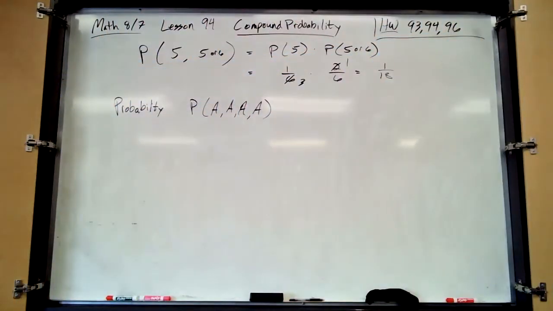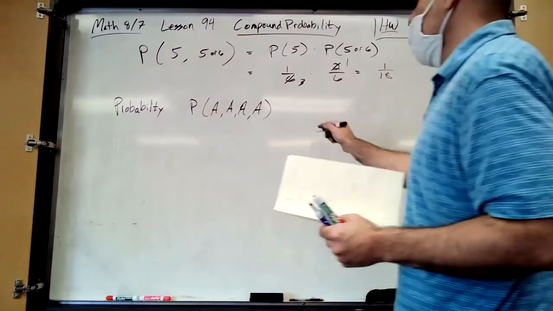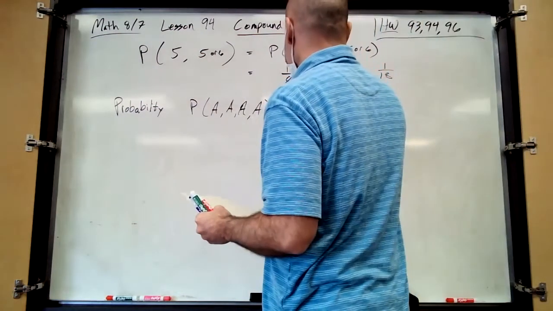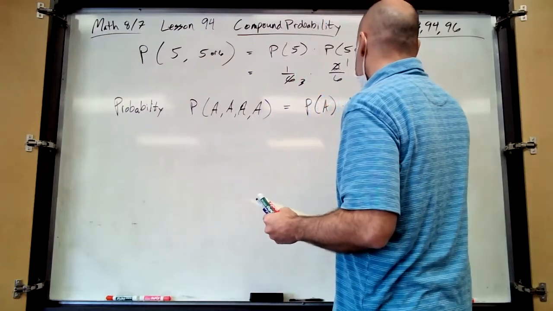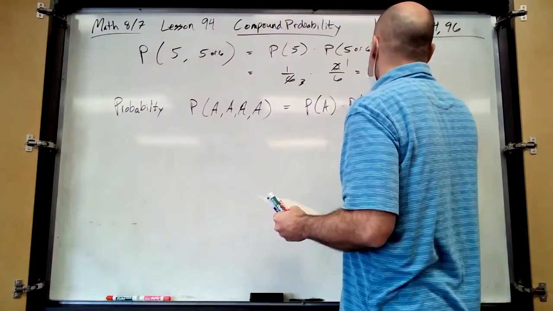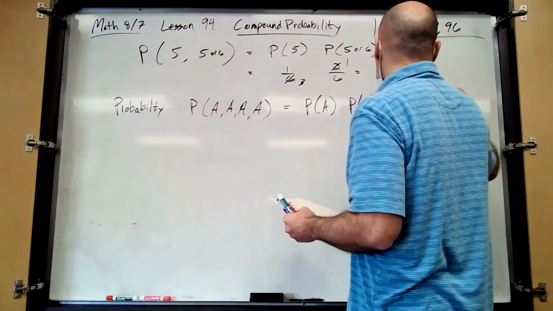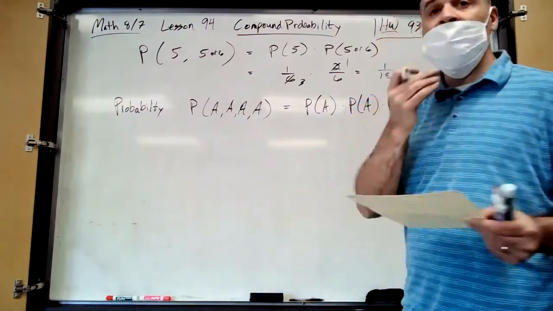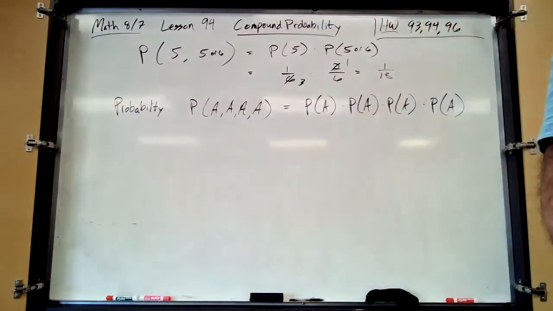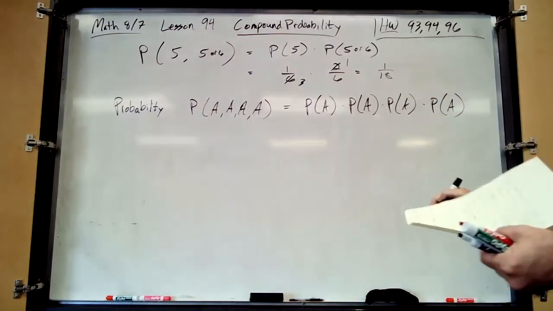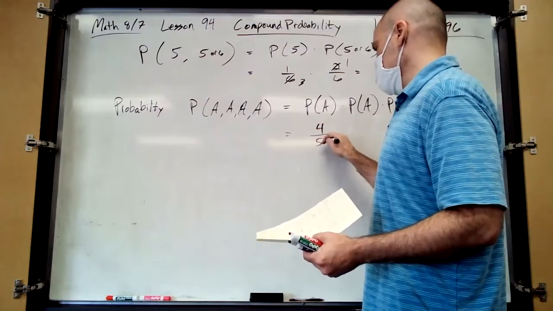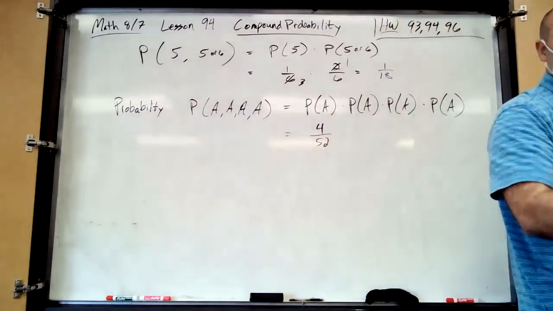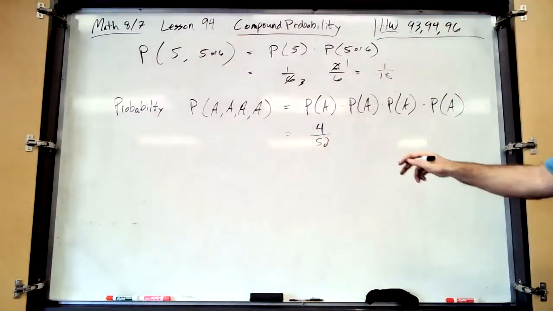Okay, four out of six. What? 52. Oh, so these are the individual probabilities, right? Now, here's the deal though. When you draw an ace out of the deck, there's one less ace in the deck. So what's the probability of drawing this first ace? Four out of 52, right? There's four aces and a total of 52 cards. Oh, then three, then two, then one.